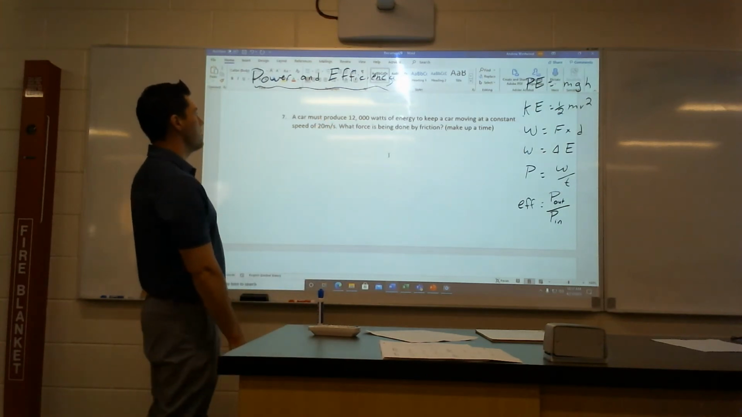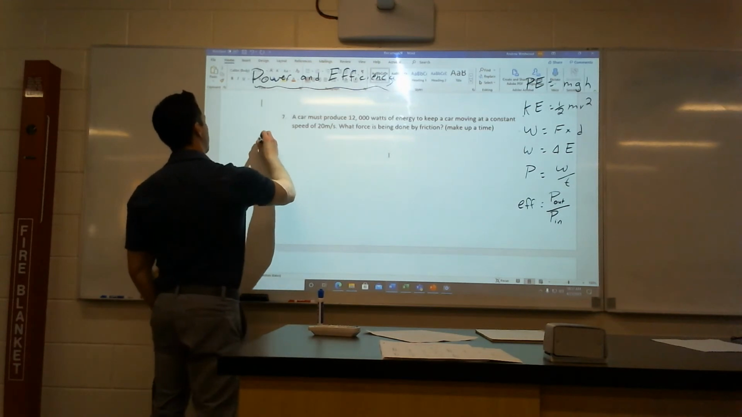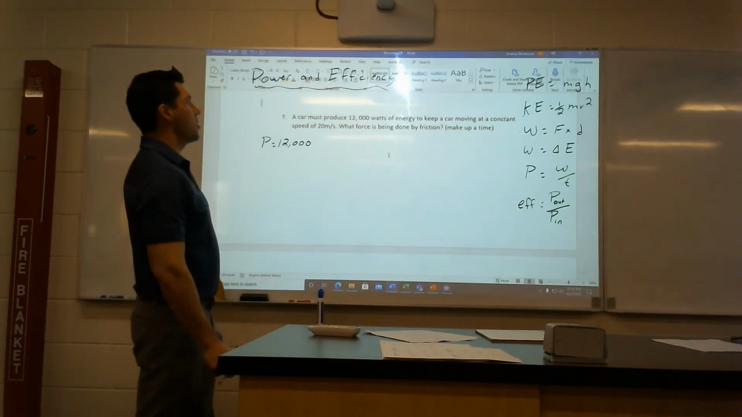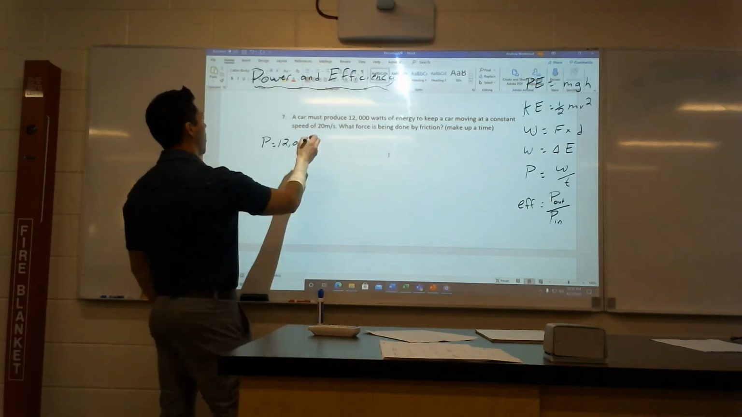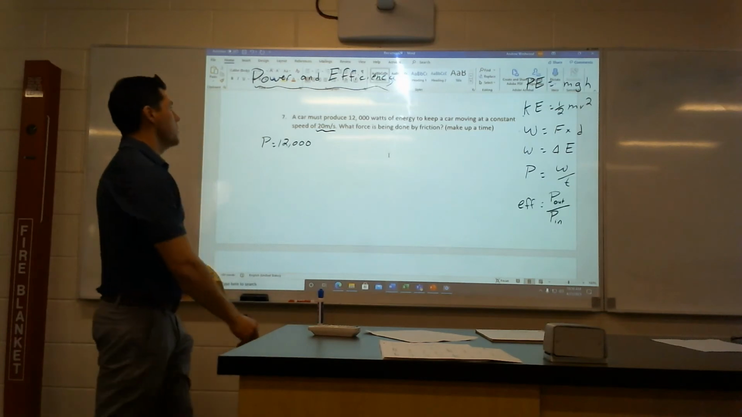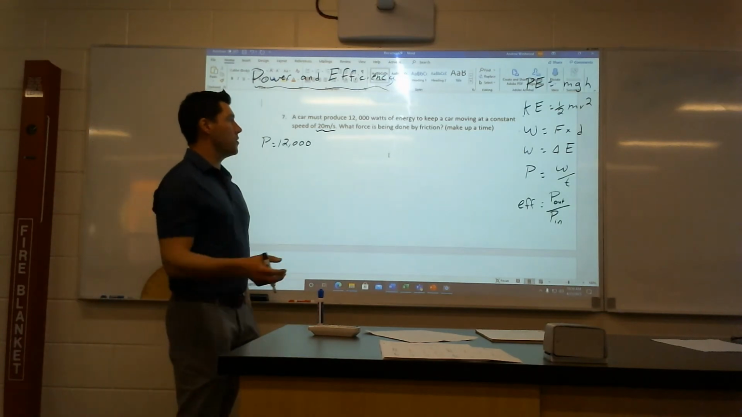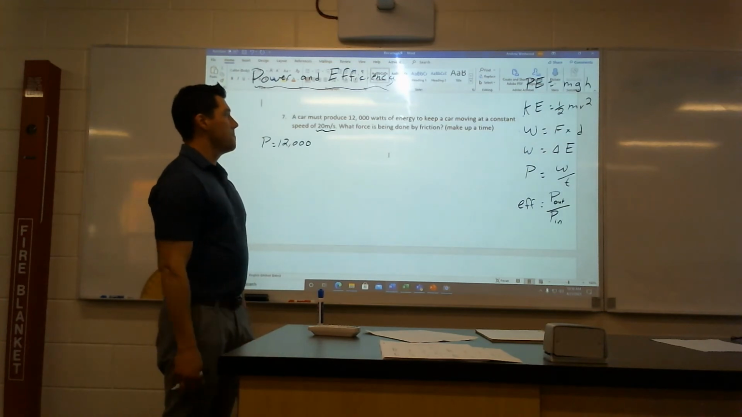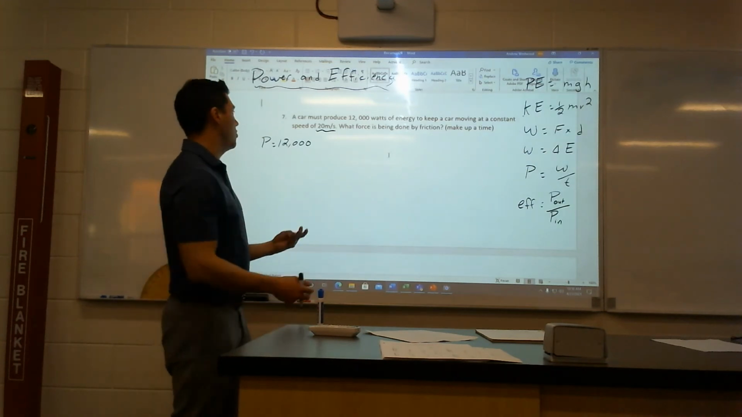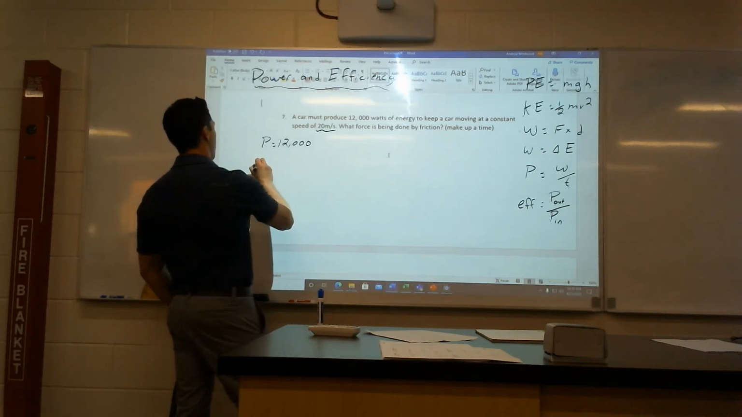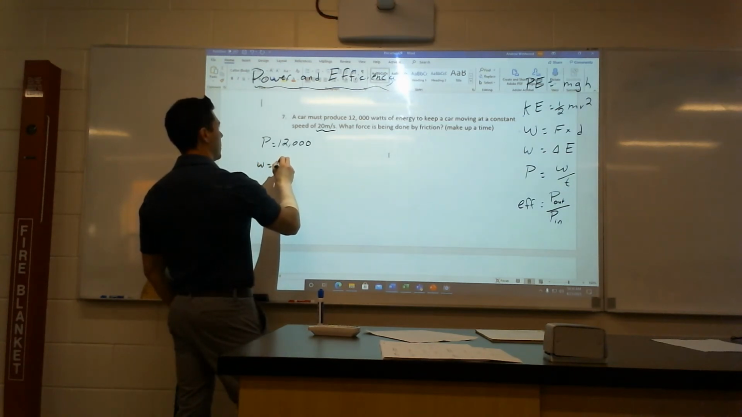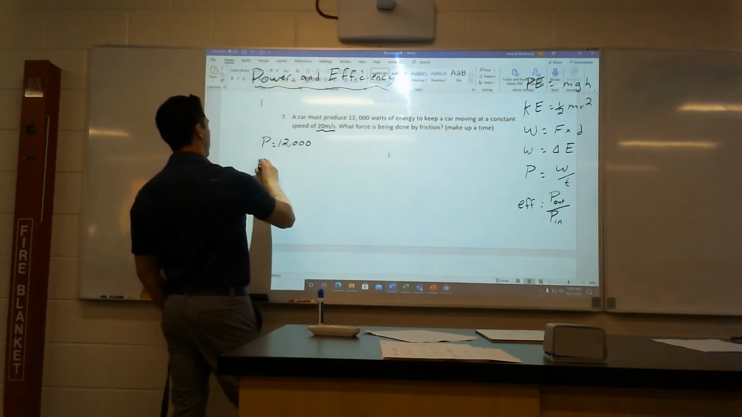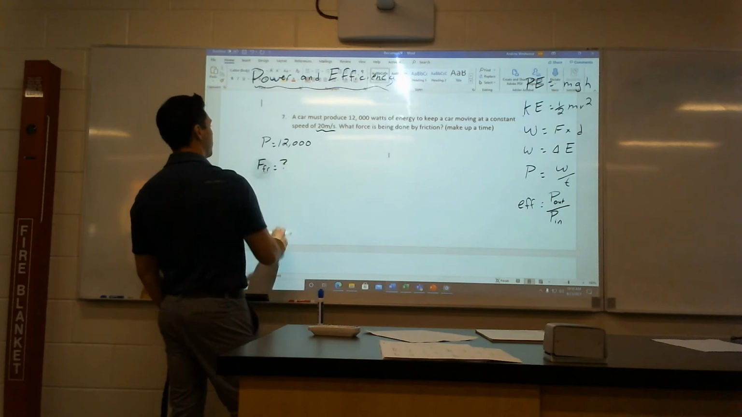It says a car must produce 12,000 watts, so power equals 12,000 watts of energy, to keep a car moving at a constant speed. We have a constant velocity of 20 meters per second. What force is being done by friction to keep us at a constant speed? So what kind of work is friction doing? Basically, we're worried about the work done by friction. Not the work, we're worried about the force. What force of friction? We want this.